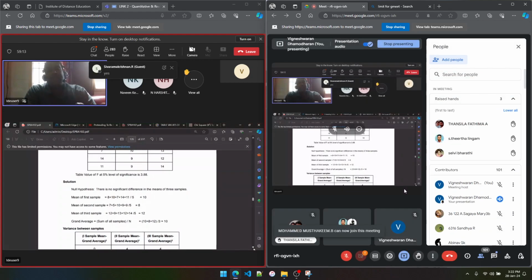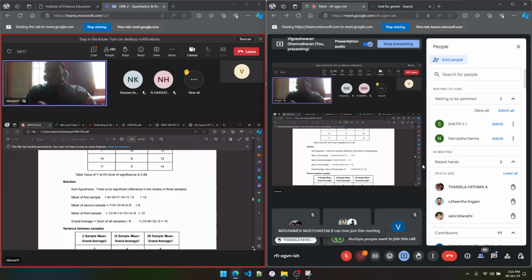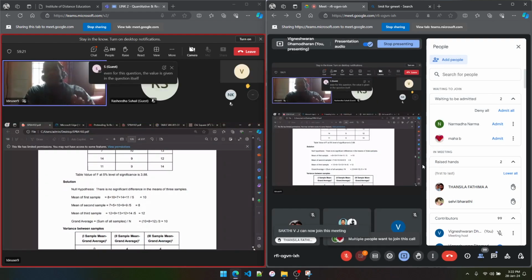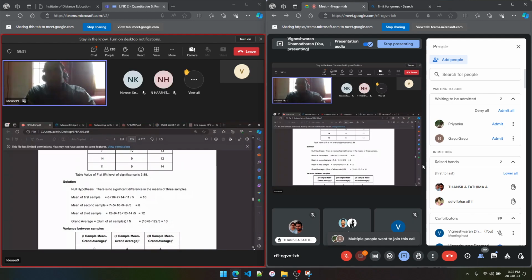This does not have any contradiction over the statement. The null hypothesis will not have any contradiction over the statement. So it is always positive. So to express the null hypothesis, the statement has to be positive. Okay. So see here, let us say the hypothesis like this. There is no significant difference in the mean of 3 samples. What is that? There is no significant difference in the means of 3 samples.